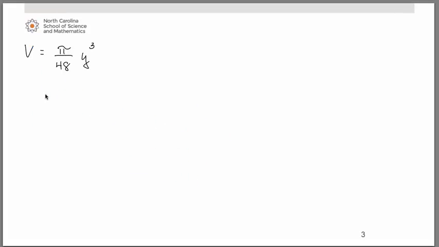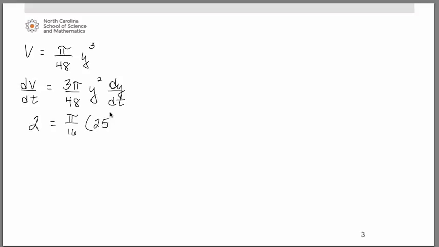If we go ahead and do our implicit differentiation, we'd have dV/dt equals 3 pi over 48, and we can simplify that later if you'd like, y squared dy/dt. Now remember, we do not substitute in any other variable values until we have our implicit differentiation finished, which we do now. So we know dV/dt was 2. Let's go ahead and simplify that fraction and make it pi over 16. And y, remember that was 5, so when we square that we have 25. And there's the dy/dt that we're looking for.